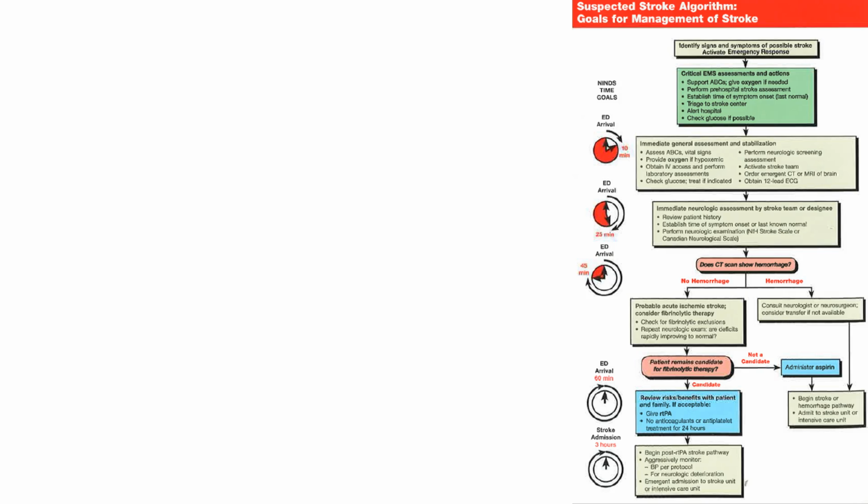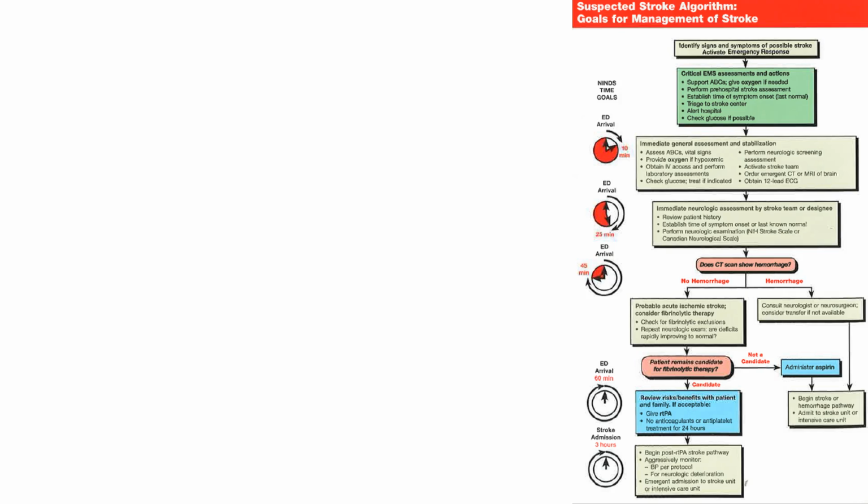Activate the stroke team. Order emergent CT or MRI of the brain, and this is because sometimes it can be ischemic, or sometimes it can be hemorrhagic. And you do very different things if it's ischemic versus hemorrhagic.